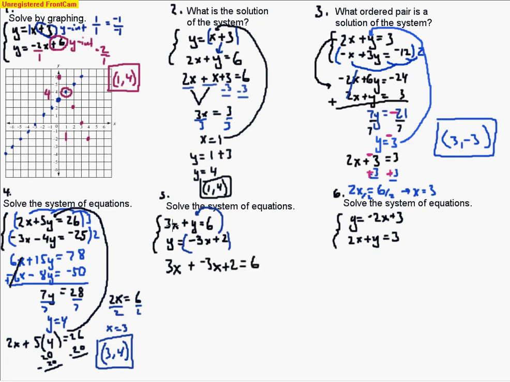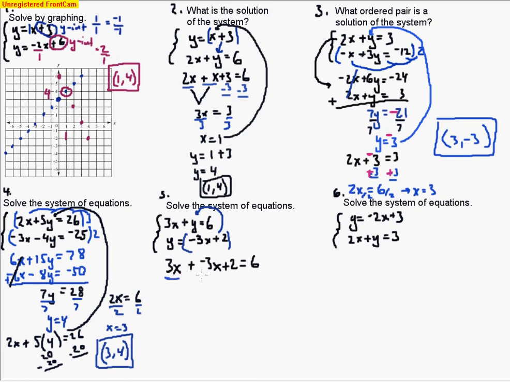Well, x's are gone now. See, I substituted the y value, and for y, I've only got x's here, but these cancel out. They're gone. And so that means I have no variable. All I have is 2. And 2 does not equal 6. So what does this mean? This means the lines are parallel. I have parallel lines. And parallel lines don't cross. And so if they don't cross, that means I don't have a solution, because solutions are where they cross. So there is no solution.